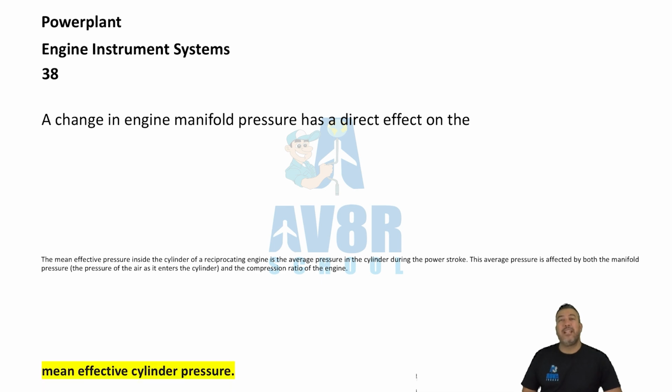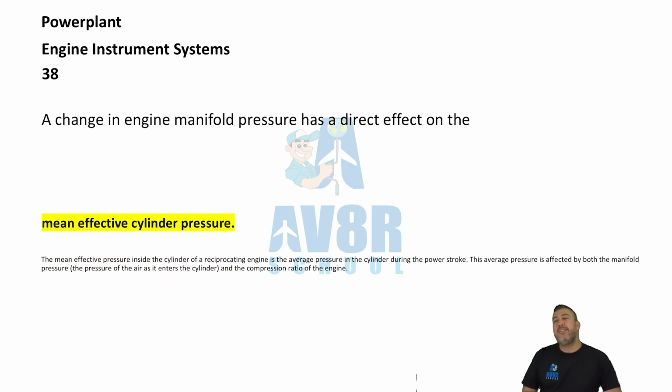All right. Number 38. Mean effective cylinder pressure. So a change in the engine manifold pressure has a direct effect on mean effective cylinder pressure. Mean effective cylinder pressure.